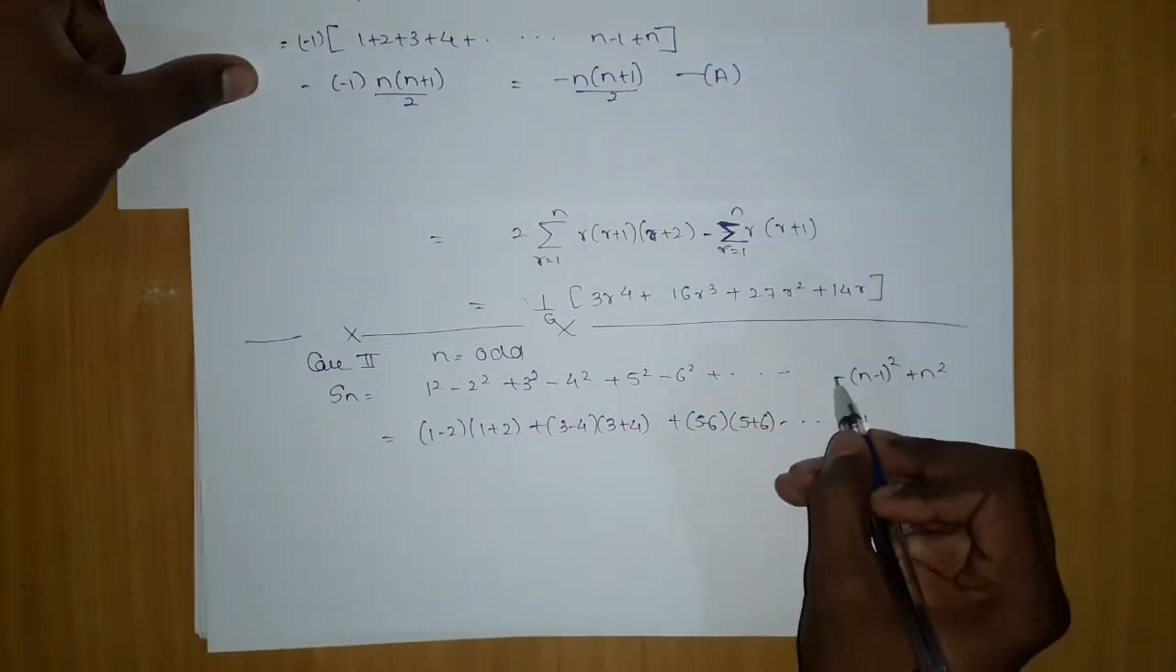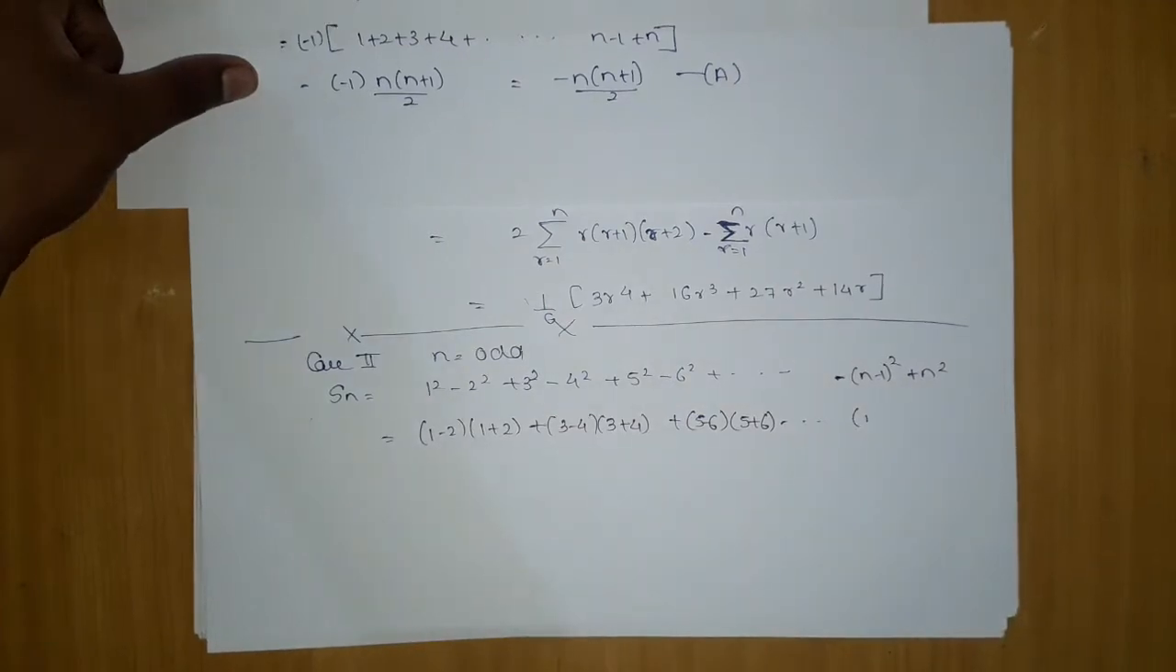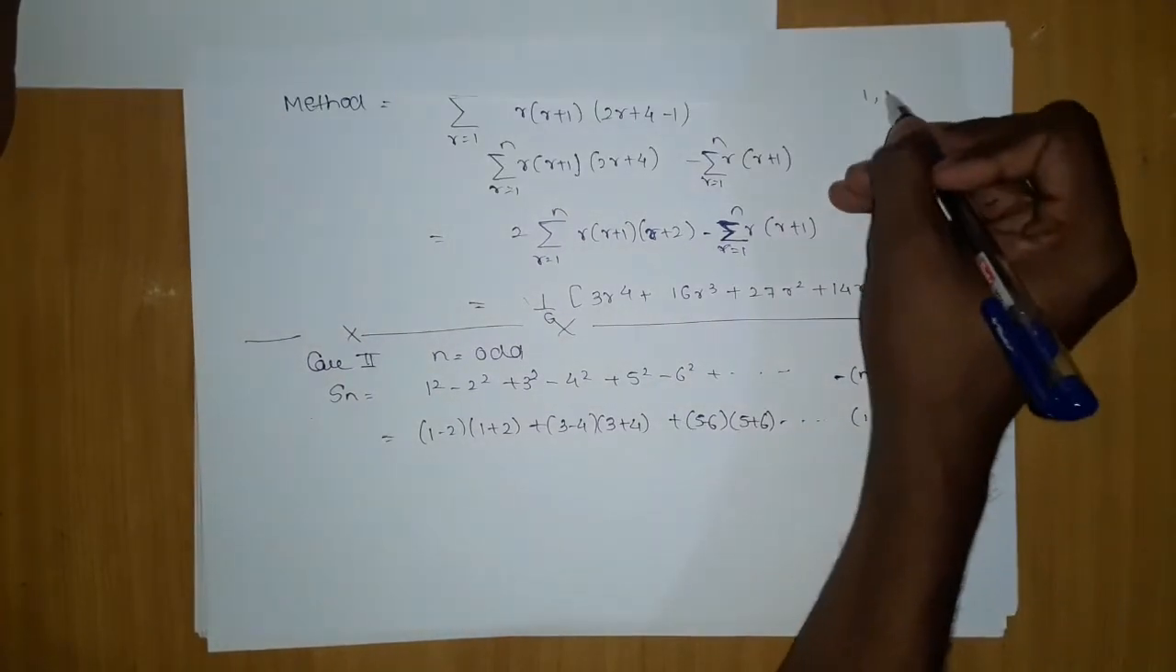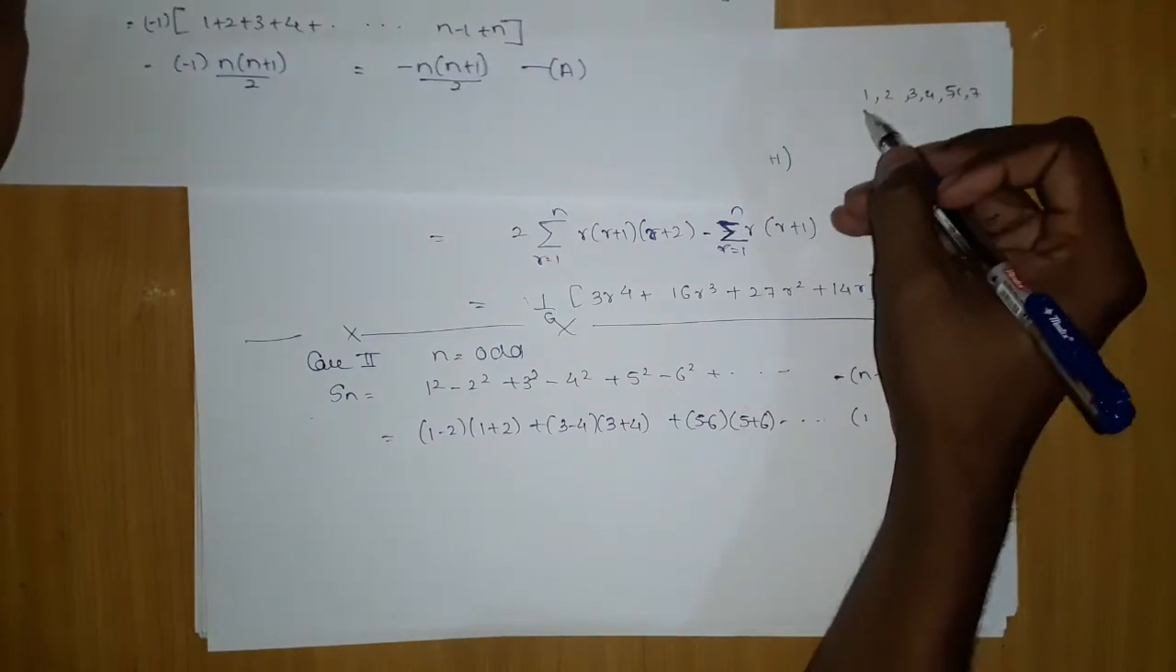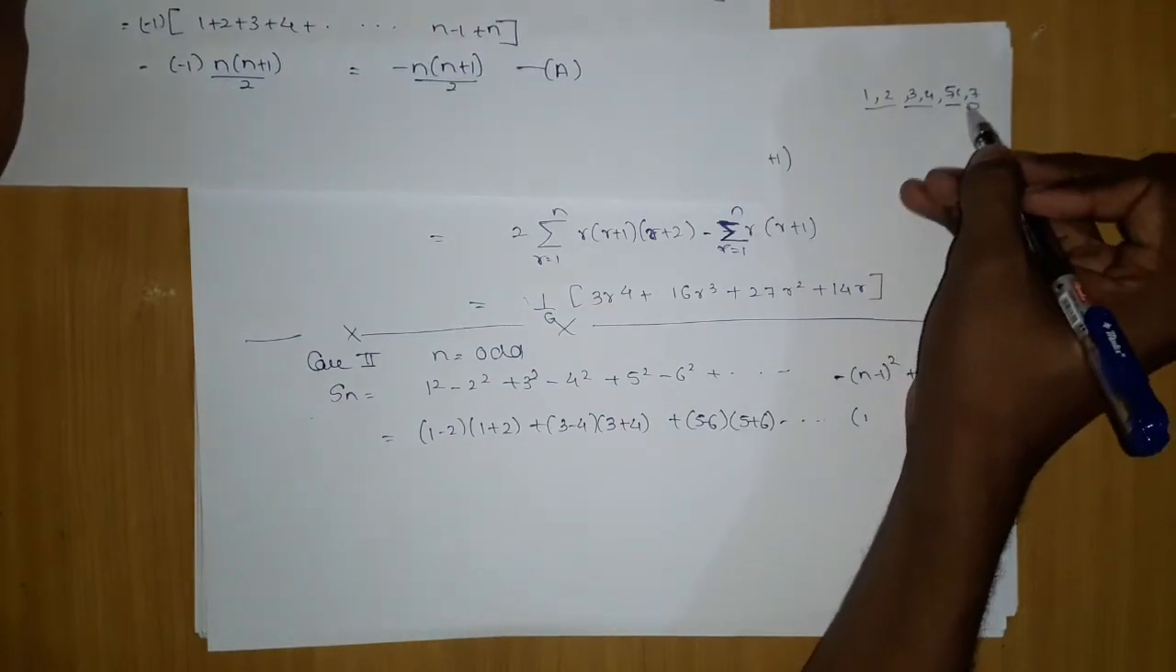But listen, in odd terms, if I tell you there are 7 terms, 1 2 3 4 5 6 7 terms, I will tell you to make pairs of two, and the last term will be left.